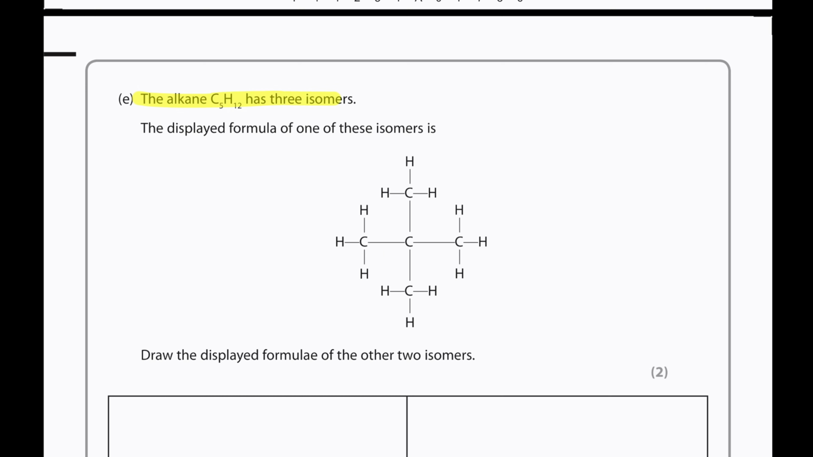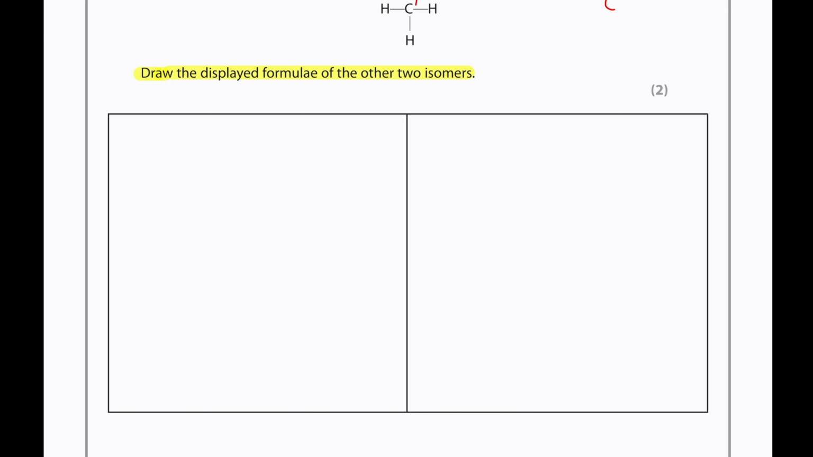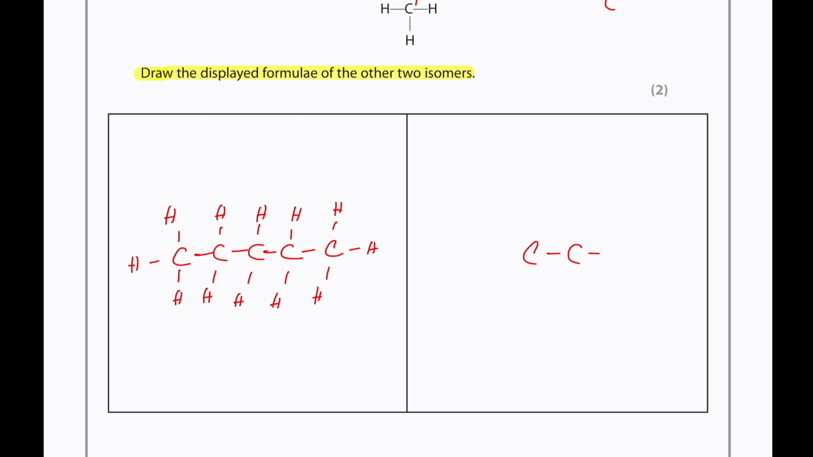The alkane C5H12 has three isomers. The displayed formula of one of the isomers is given. Draw the displayed formula of the other two isomers. When we are given a molecule like C5H12, we can draw two more isomers. Since the maximum amount of branching is already shown, first we can think of a straight chain. The second one that we can do is 4 carbons in a row with one methyl group at the end.